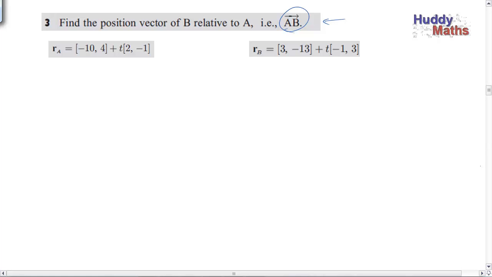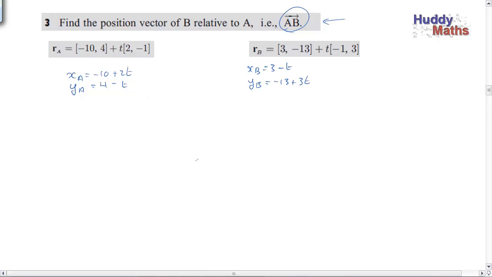Do you remember from the last presentation on vector and vector equation of lines and planes, we used parametric form? So here we could say x of A is neg 10 plus 2t, and y of A is 4 take t, remember that? And over here, x of B is 3 take t, y of B equals neg 13 plus 3t.